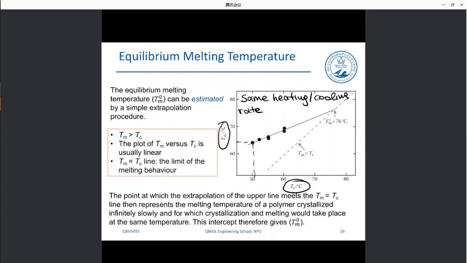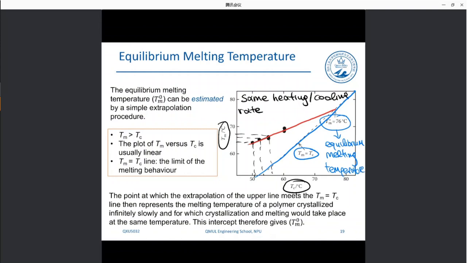Okay, and then we take these experimental values for different heating and cooling rates, and we create this linear fit here. Okay, and we extrapolate this linear fit with this equation here. Let me use a different color. We extrapolate this red line to find the blue line, which is where melting point equals crystallization temperature, and we obtain the equilibrium melting temperature.